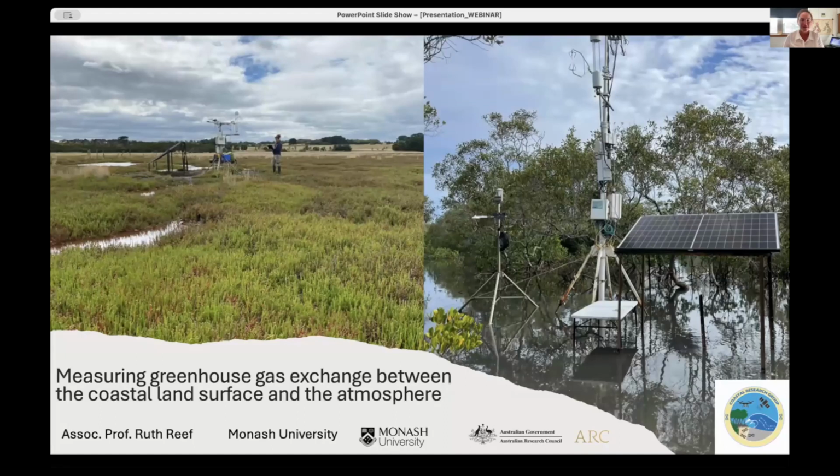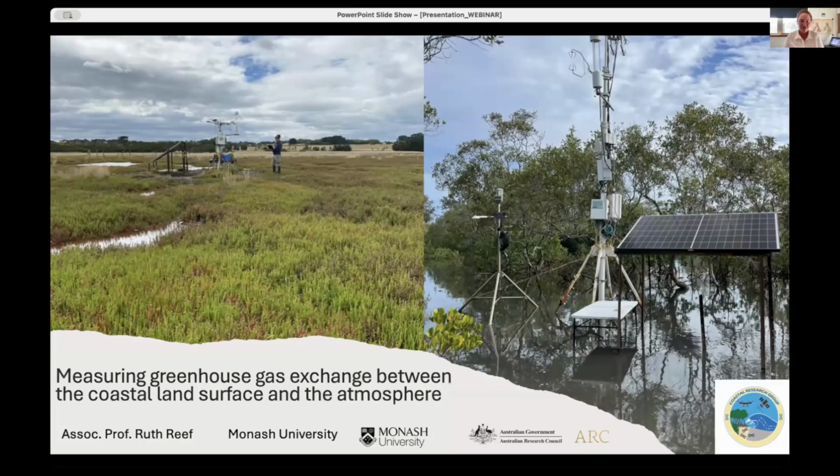And I think by the conclusion of this short talk, you'll recognize the importance of these long-term monitoring programs, such as those TERN is providing platforms for. So, measuring greenhouse gases: CO2, methane. We'll be focusing on the carbon-based ones, so mainly CO2 and methane.